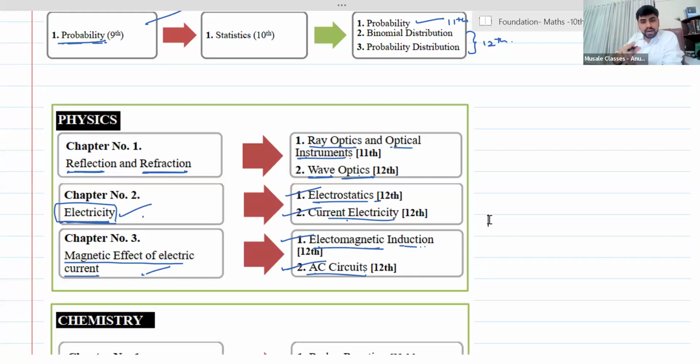Then we have work, power, energy. We again have work, power, energy in 11th standard. It is very beautifully designed, children, but we have to study our 9th and 10th standard syllabus properly.